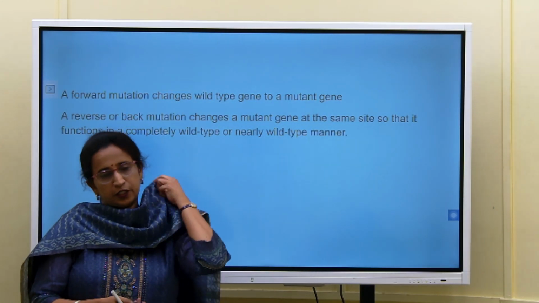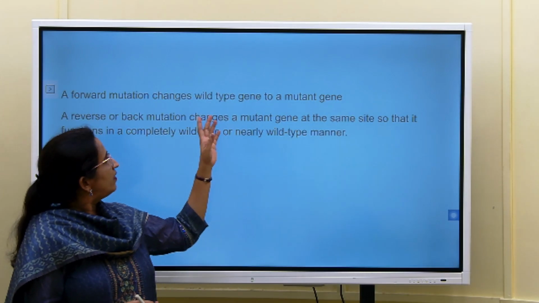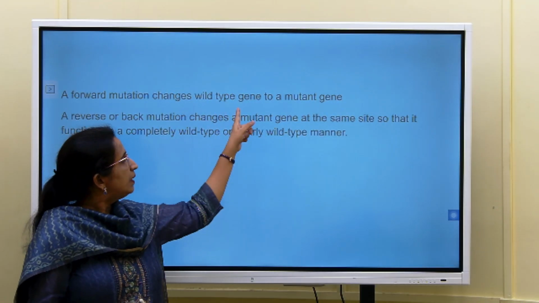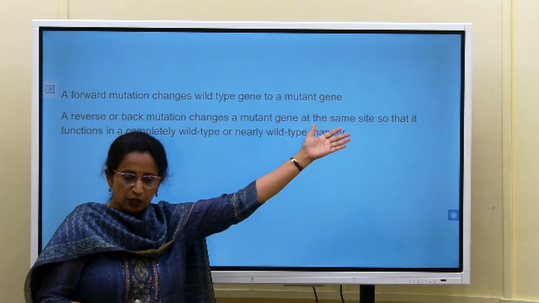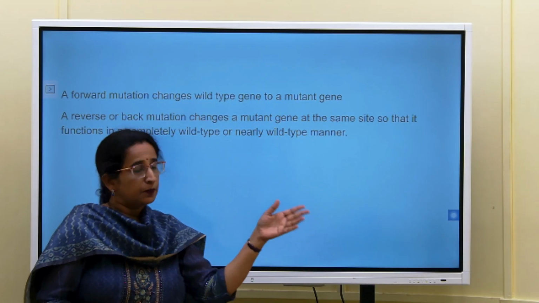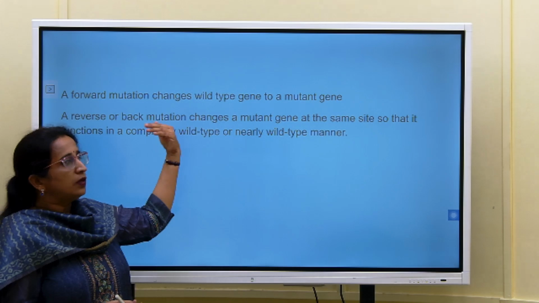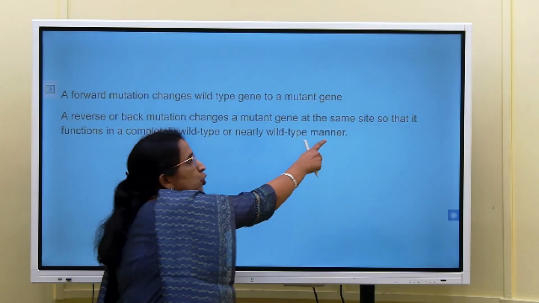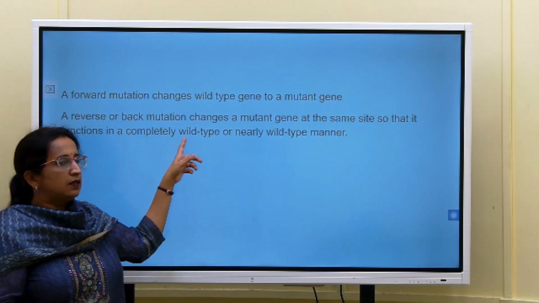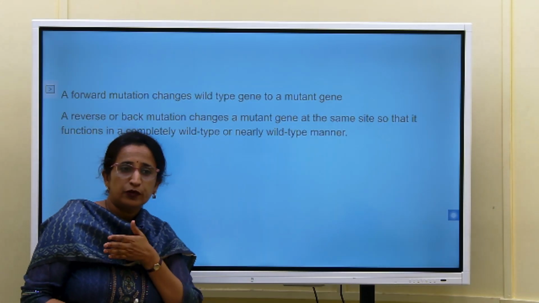Reversion, or a revertant. Now first, what is a forward mutation? As I said in the beginning, you have a wild type gene. When the wild type gene is mutated to a mutant gene, you call it a forward mutation. Now if there is a second mutation at the same site as that forward mutation, you can get a nearly wild type or a completely wild type phenotype back.